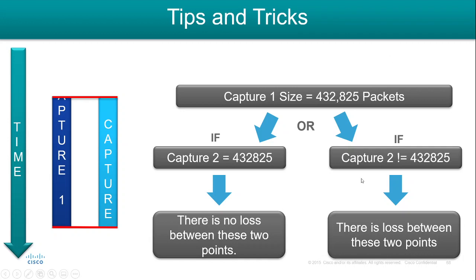Otherwise, if the numbers are different, so if I'm expecting 432,825 and I get a number that is different between those, then that is an indicator that yes, there must be packet loss between these two endpoints. Now I could start maybe diving into some of the things that we learned about TCP in order to figure out what or where.